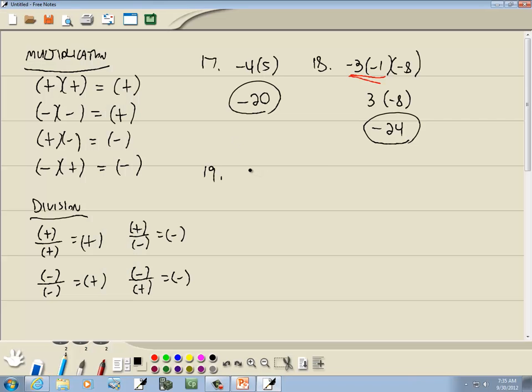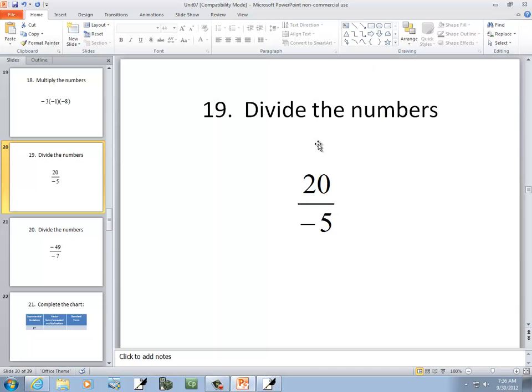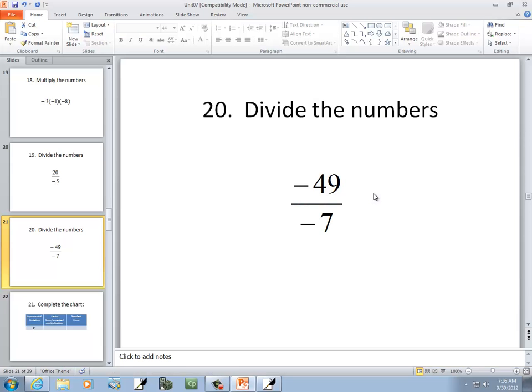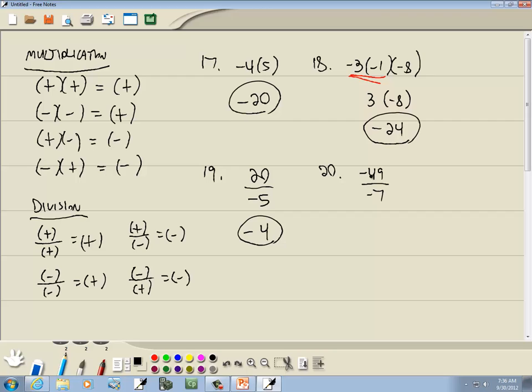Let's look at number 19. We've got 20 over negative 5. Positive divided by negative is negative. And 20 divided by 5 is 4. Now here we got negative 49 over negative 7. Negative divided by negative is a positive. And 49 divided by 7 gives us positive 7, or just 7.